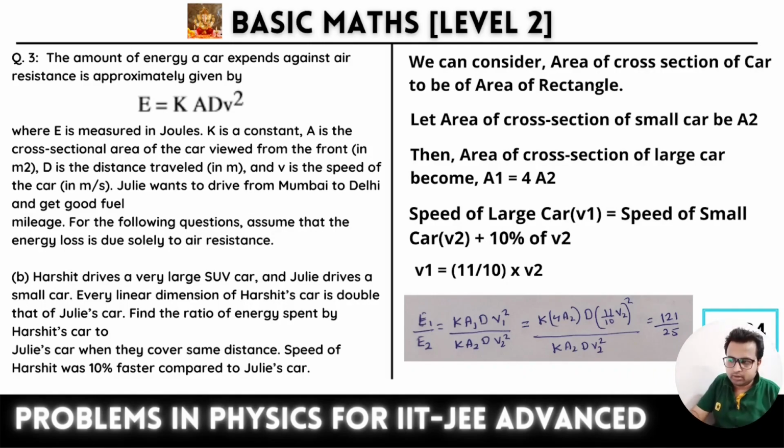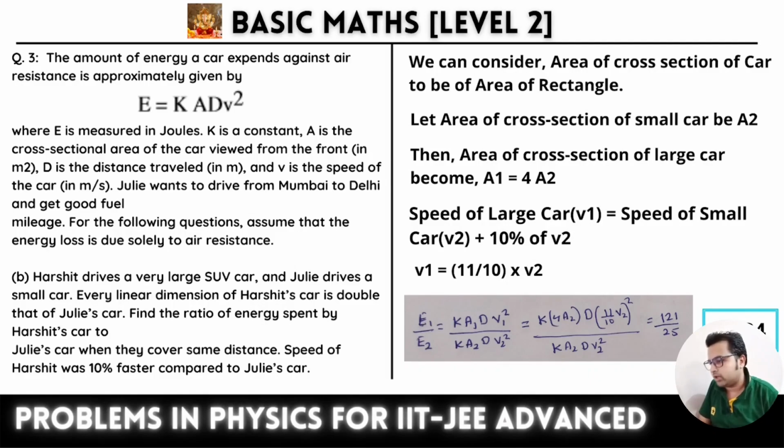So ultimately the trick is in this concept. The area of cross section of the large car is 4A2. So A1 is equal to 4A2. Very straightforward. Now the speed of the large car V1. In the problem it is given that the large car is 10% faster than the small car. So the speed of the large car V1 is equal to the speed of the small car V2 plus 10% of V2. When you solve it, you get V1 is equal to 11 by 10 V2.